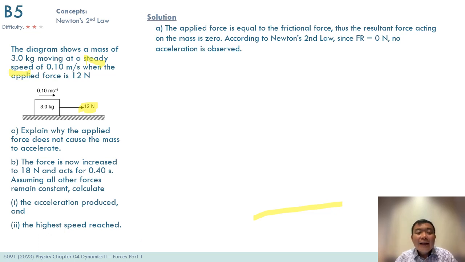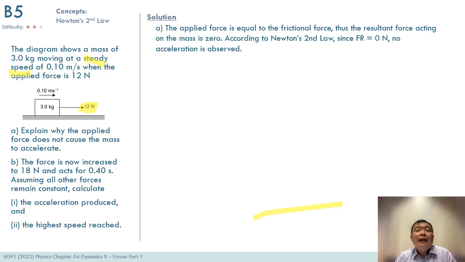For part B, it's a calculation question. Now you are told that this pulling forward force increases to 18 Newtons for some time. And first up, calculate the acceleration. So we are going to use Newton's second law later on to calculate the acceleration. This also tells us that we need the mass value and we need to find the net force or resultant force value before we can find the acceleration in part 1.